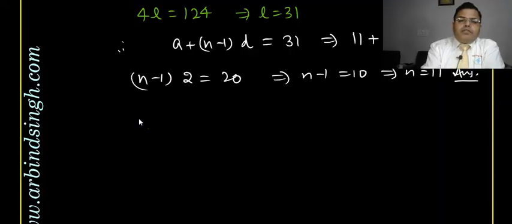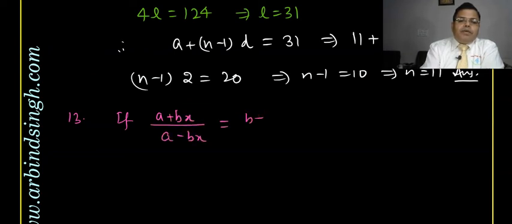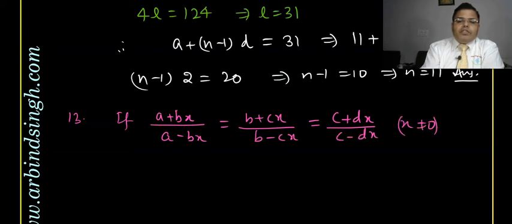So these are few questions that you can solve easily. There is no problem. Now let us solve some more questions. Question number 13: if a plus bx upon a minus bx is equal to b plus cx upon b minus cx is equal to c plus dx upon c minus dx, and x is not equal to 0, then show that a, b, c, d are in GP.